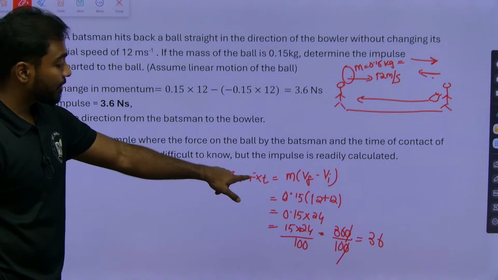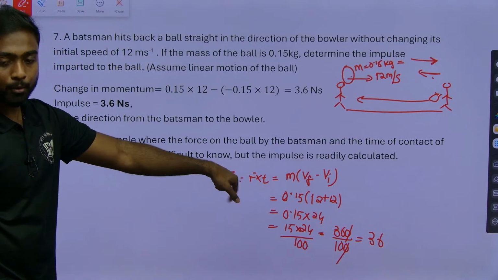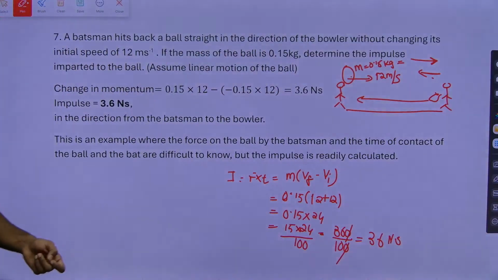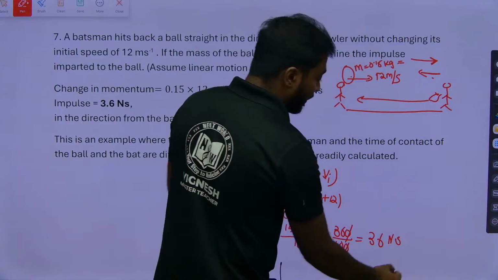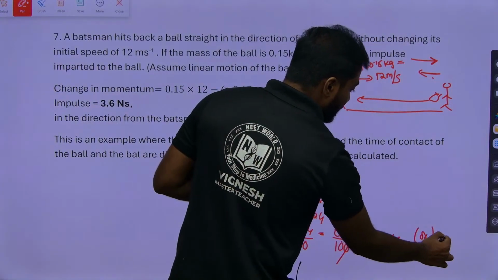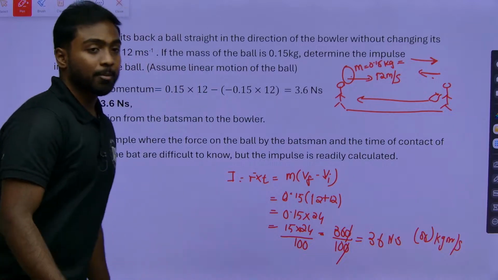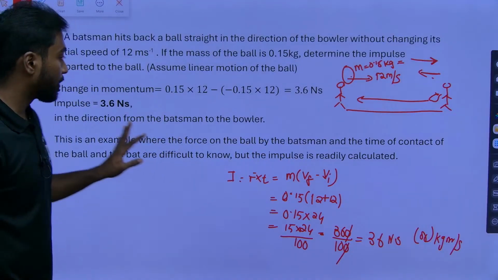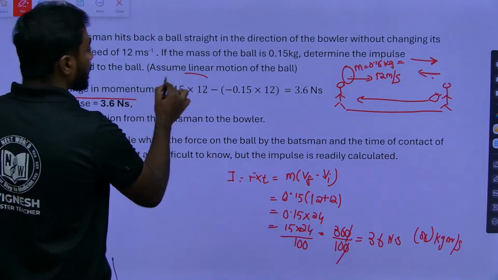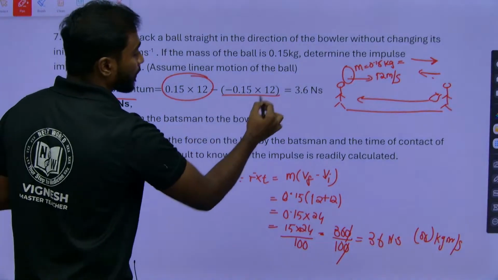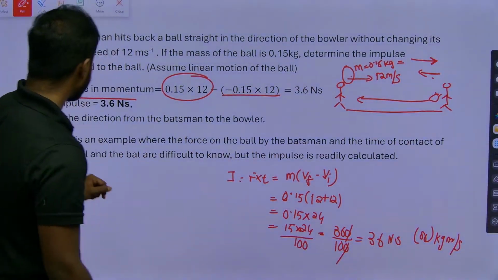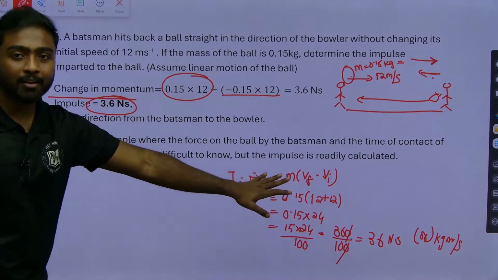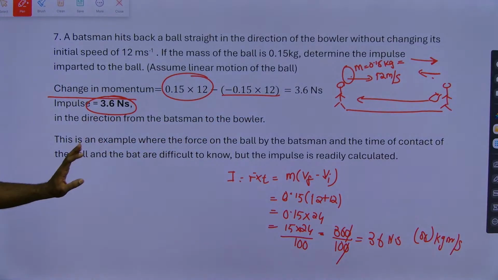3.6. I can say it is Newton second, or else kg meter per second, since mass and velocity are given. Either Newton second or kg meter per second. So the change in momentum will be 0.15 into 12 minus of minus 0.15 into 12, that is what we have done here. So in the direction from the batsman to the bowler, the impulse imparted is 3.6 Newton second or kg meter per second.